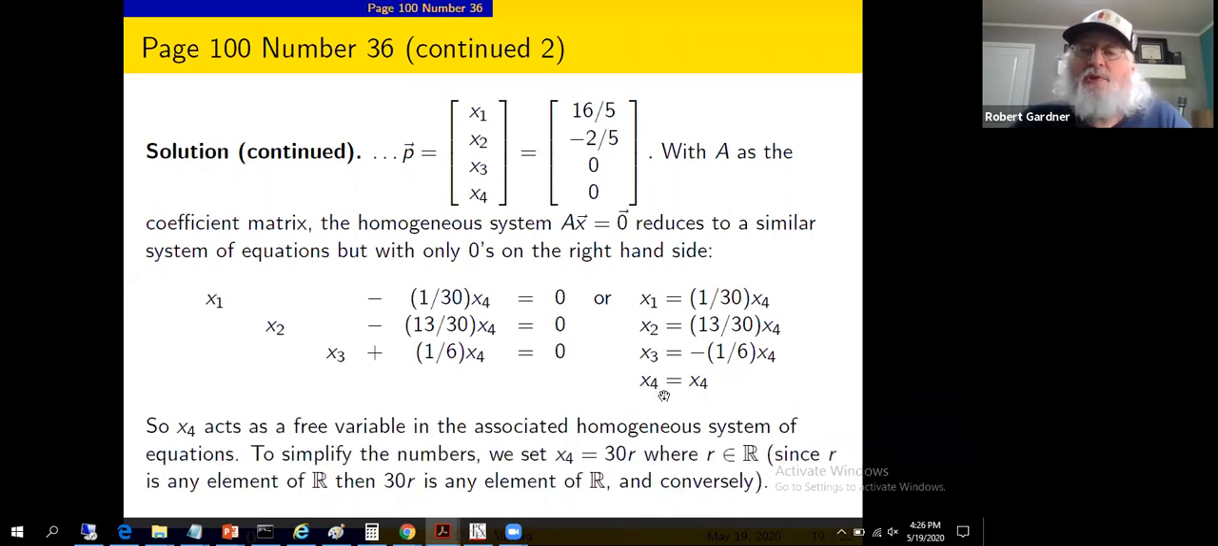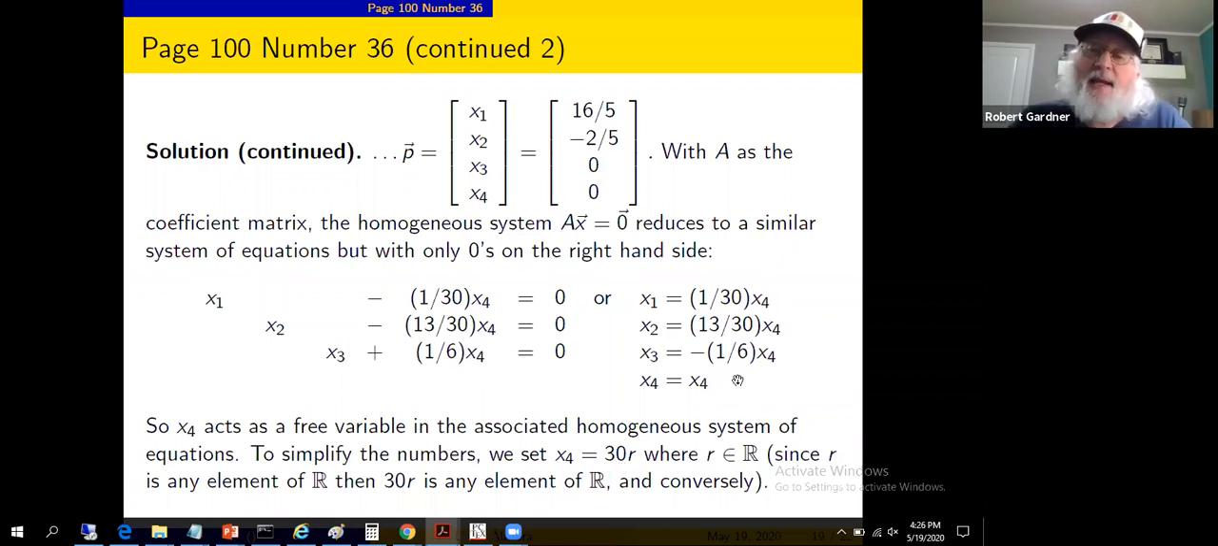Let's choose to select r as a free variable in such a way that x4 equals 30 times r. Since r is any element of the reals, 30 times r is also any element of the reals. So let's make that substitution. If you like, we're setting r equal to x sub 4 divided by 30. There's an x sub 4 divided by 6, which is not a bad thing to have with an eye on this 30. But if you like, we're making this type of substitution.